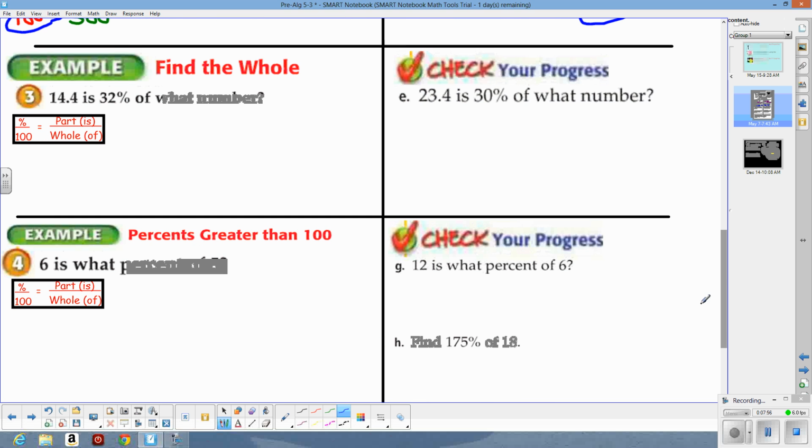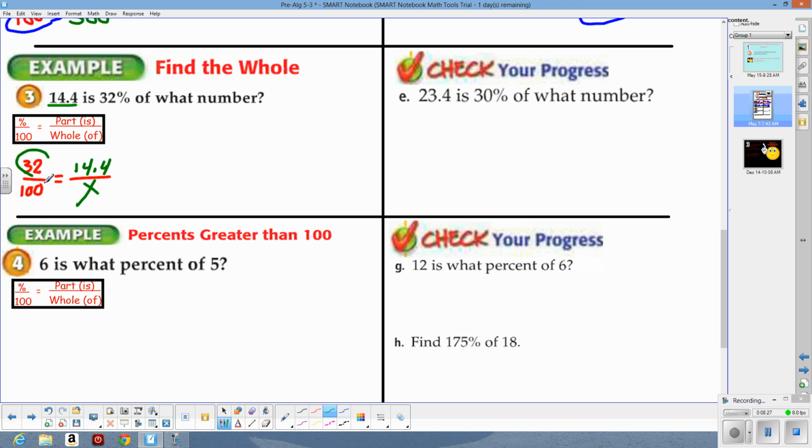All right, example 3 is finding the whole. 14 and 4 tenths is 32% of what number? Set up your proportion. Percent over 100 always. So 32 over 100. And then it says 14 and 4 tenths is 32% of what number? We don't know the whole this time, but we do know the part is 14.4 or 14 and 4 tenths.